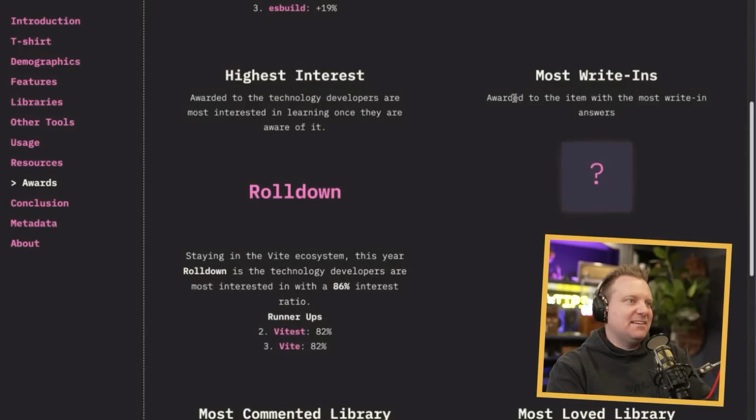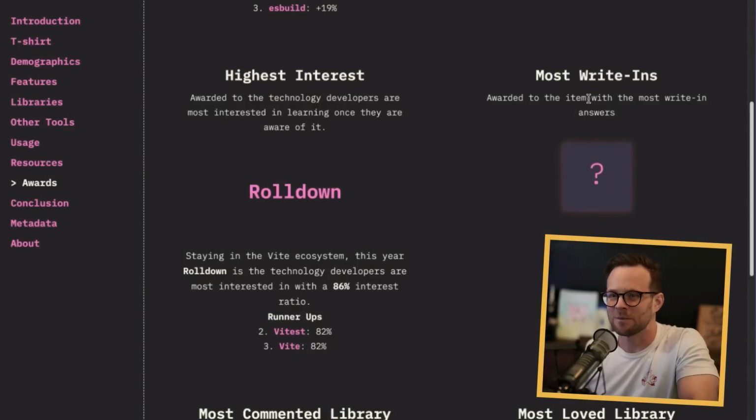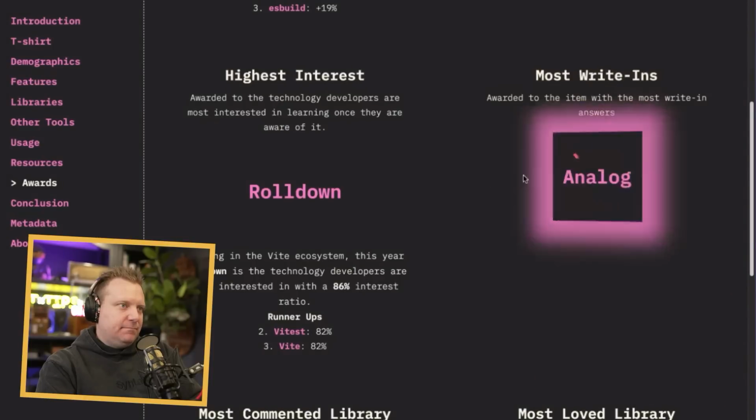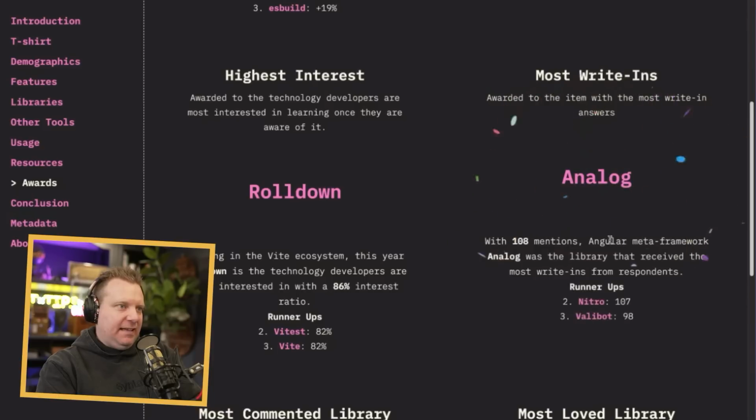All right. Most write-ins, awarded to the item with the most amount of write-ins. I'm going to say Scott Tolinski. No, I have no idea. This one I have no clue. Maybe Rolldown, because I didn't see Rolldown listed too many places on here. I'm going to say Bun. Analog. Yes. Angular meta framework.